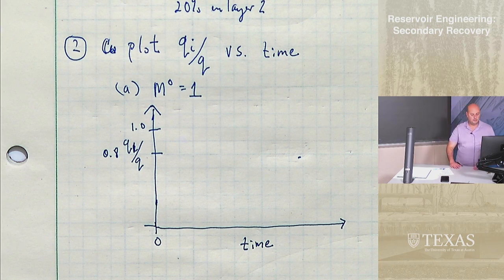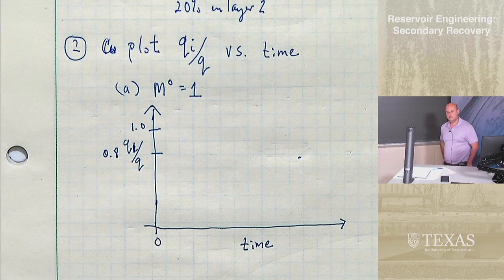So I want you to think about that. The endpoint mobility ratio is 1. How does this change, if at all, over time?